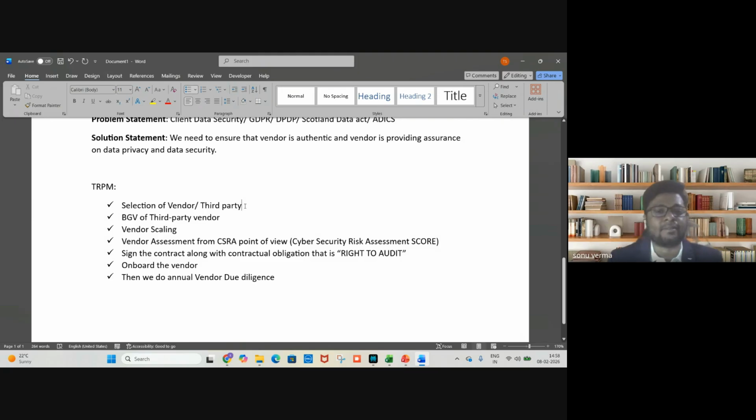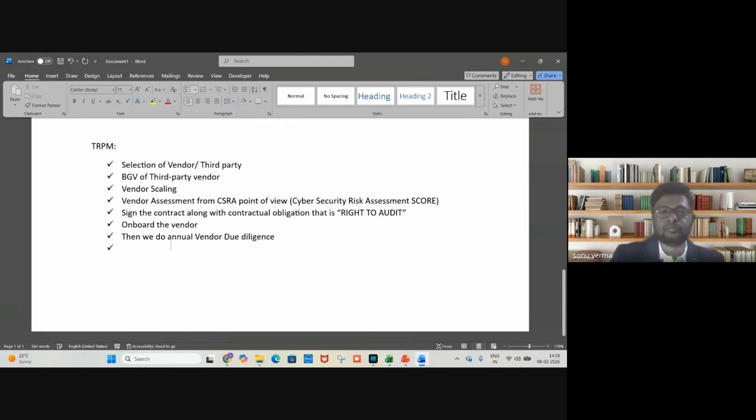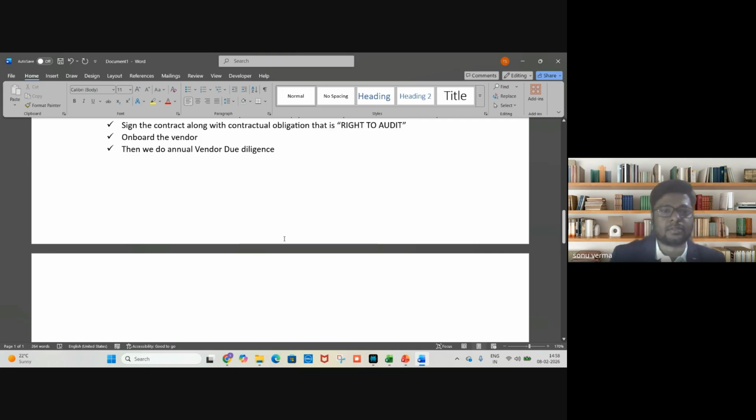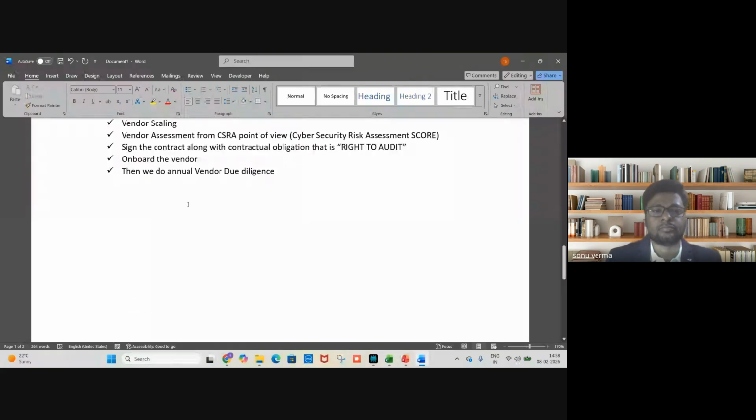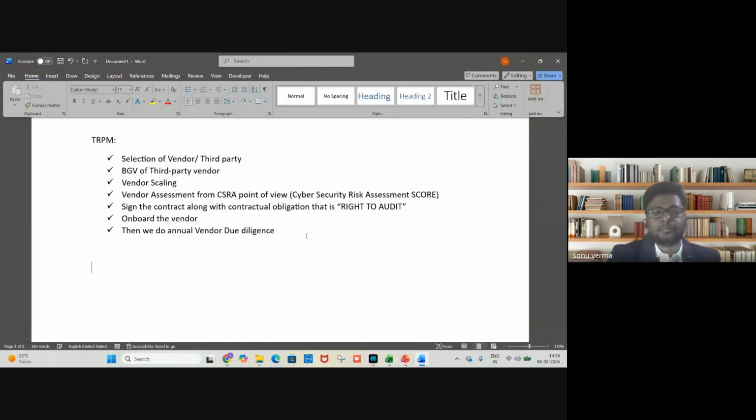Let's say I have selected 5 vendors. Five vendors are selected, but we need just one vendor to be onboarded because we have a requirement of one vendor only. Okay, now out of these 5 vendors, I need to see which vendor I need to select.